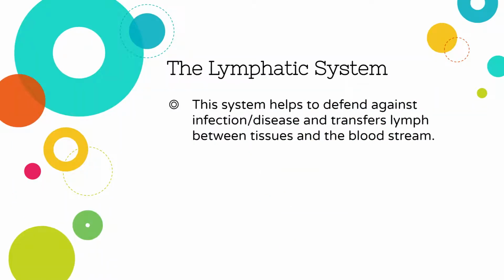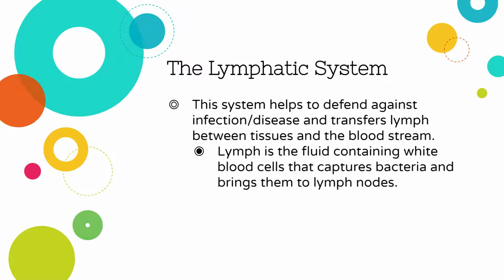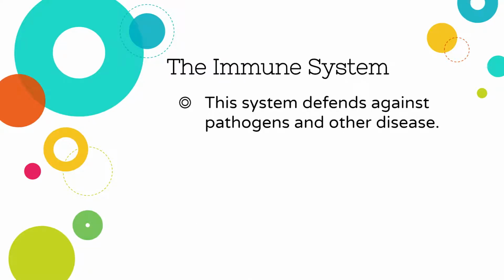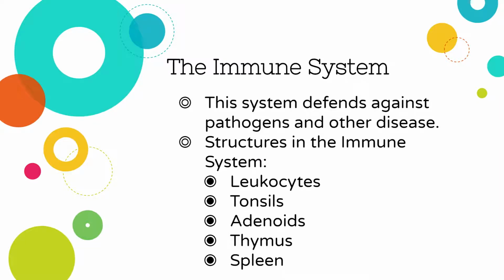The lymphatic system helps to defend against infection or disease and transfers lymph between tissues and the bloodstream. Lymph is the fluid containing white blood cells that captures bacteria and brings them to lymph nodes. Structures in the lymphatic system include lymph nodes, lymph vessels, and the spleen. Similar to the lymphatic system is the immune system, which is also used to defend against pathogens and other diseases. Some structures in the immune system are leukocytes, tonsils, adenoids, the thymus, and the spleen.